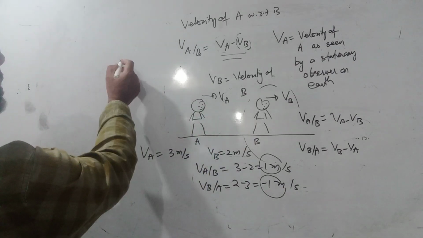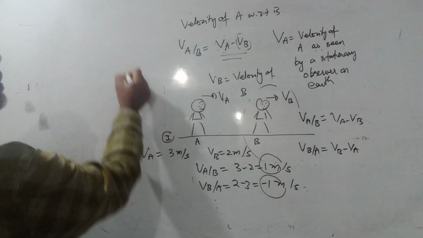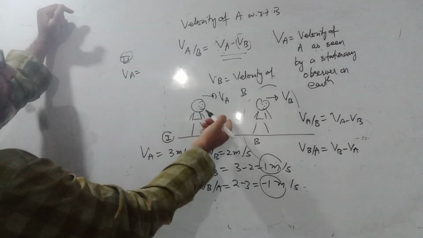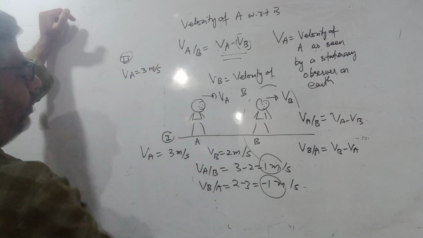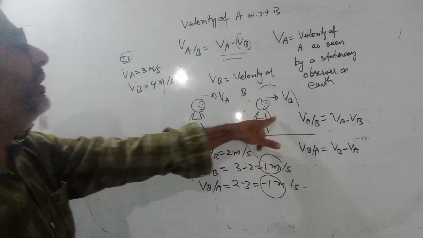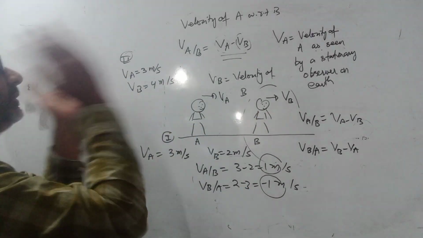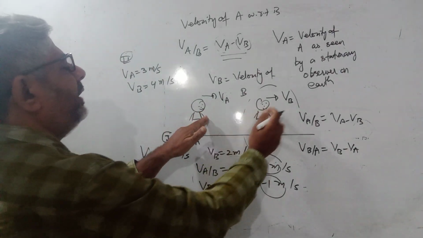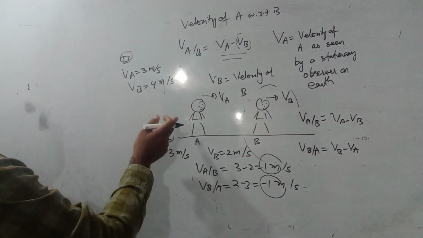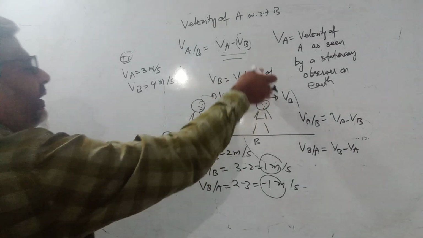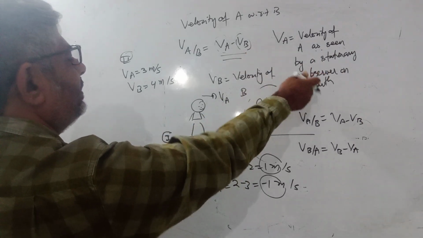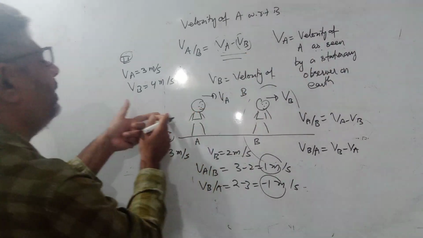Now in this case, let us say this was case 1. Now in case 2, suppose I say VA is equal to 3 meters per second and VB is equal to 4 meters per second. So that means he is moving faster. So common sense, if you apply, he is moving faster, so he will find that he is moving away from him. And since A is moving slower, if you make him still, because he is moving faster, he will find that this boy is going away.